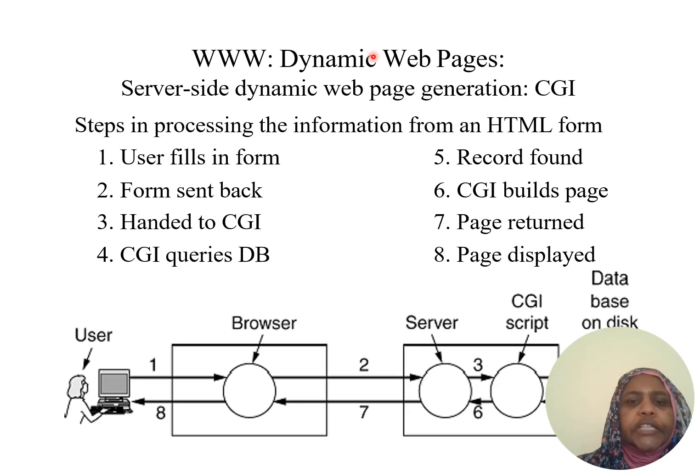An example for CGI is here, where the user fills a form and the form is sent back to the server. The server hands the form to the CGI script. CGI queries the database. The record is found. CGI builds a page. The page is returned, and the page is displayed for the user.